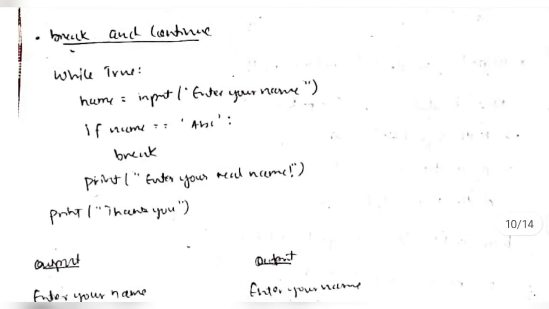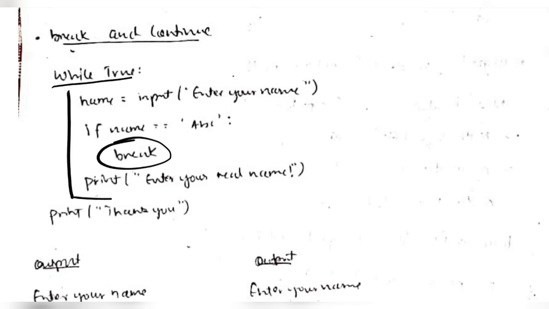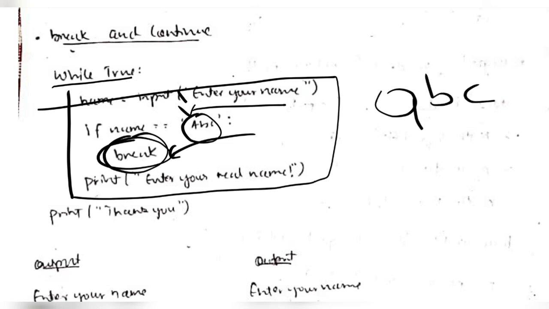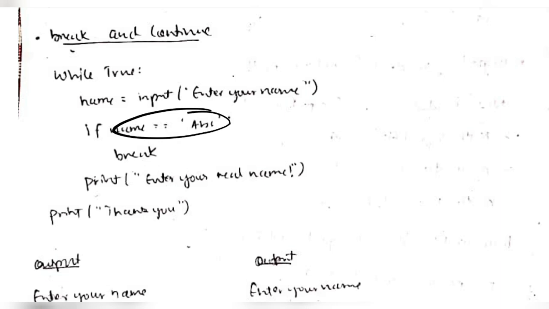And coming to break and continue, break means it will come out of the loop. And which is this loop? See, the while loop is this one. If I write break here, that means enter your name. If I enter the name like A, it will not break, because only when the name is ABC will it break. I will write ABC, at that time it will come here, check the statement, it's true, and execute the break statement. That means if the name is ABC, it will break and come here and print thank you.